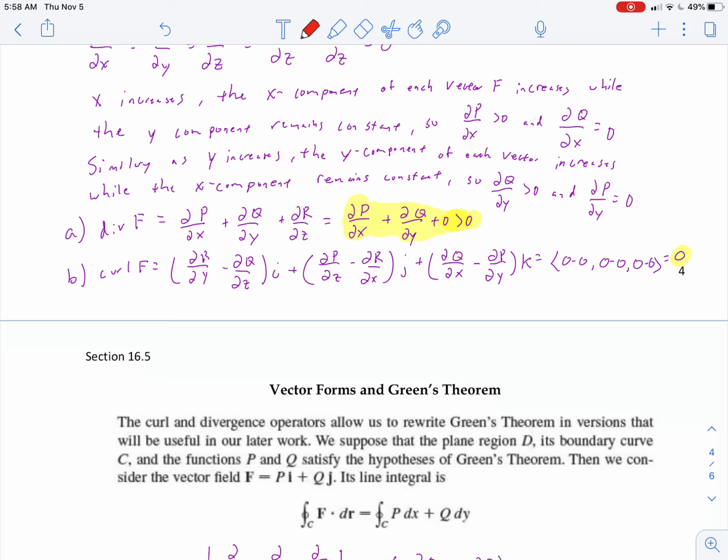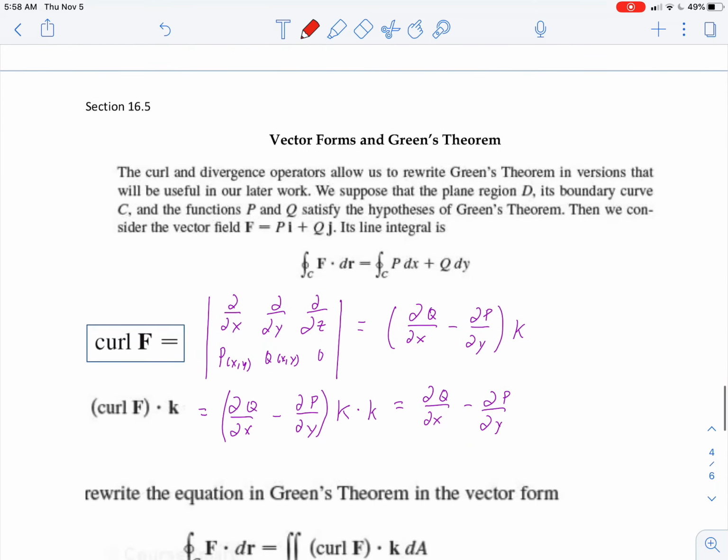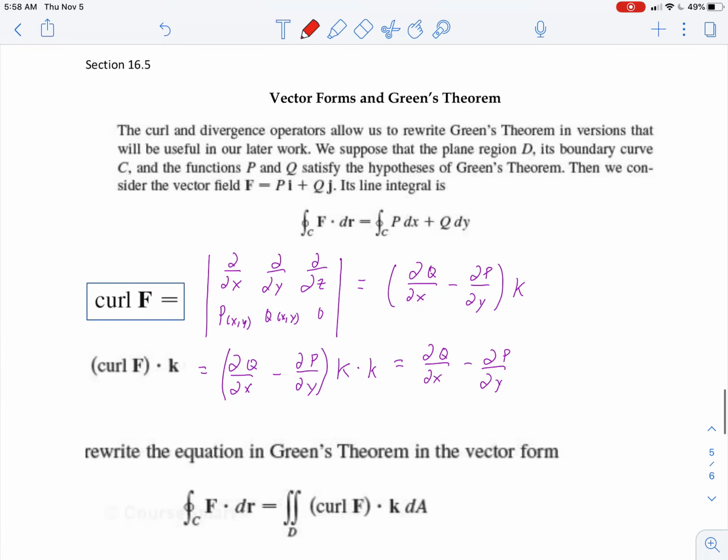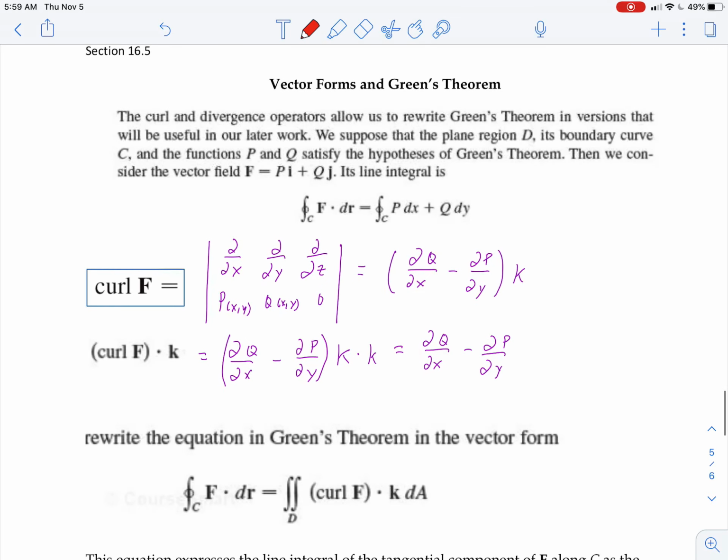I'm going to talk a little bit about Green's theorem very briefly, and then after that, we are finished with notes. The curl and divergence operators allow us to rewrite Green's theorem in versions that will be useful in some of our later work. So, suppose that the plane region D has boundary curve C, and the functions P and Q satisfy the hypothesis of Green's theorem.